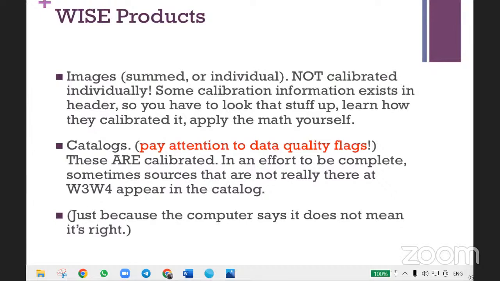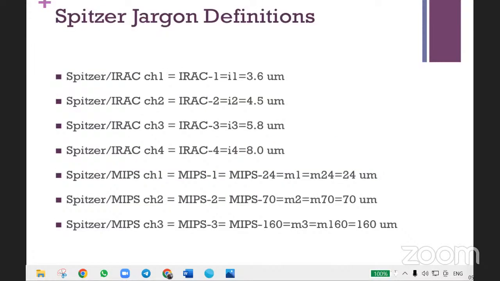But you do need to pay attention to what the data quality flags are telling you. If the computer is telling you that it doesn't believe that detection, you should listen to it. Those catalogs are calibrated, so you don't need to worry about it. They come through in magnitudes. And sometimes sources that are not really there at WISE 3 and WISE 4 do appear in the catalog. That's why looking at the images is really, really, really important. And it comes back to something you'll hear me say a lot: just because the computer says it doesn't mean it's right.